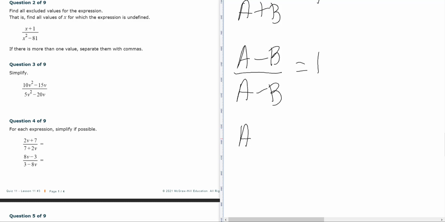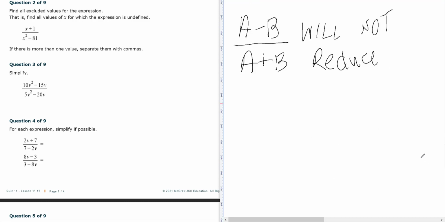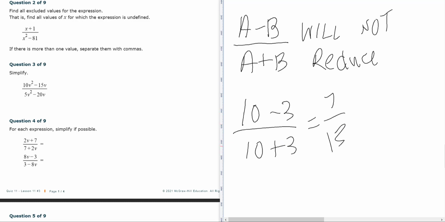If you have A minus B over A plus B, that will not reduce. For example, if I have 10 minus 3 over 10 plus 3, that's a 7 over 13. 7 over 13 doesn't reduce because the numerator and denominator are not the same.